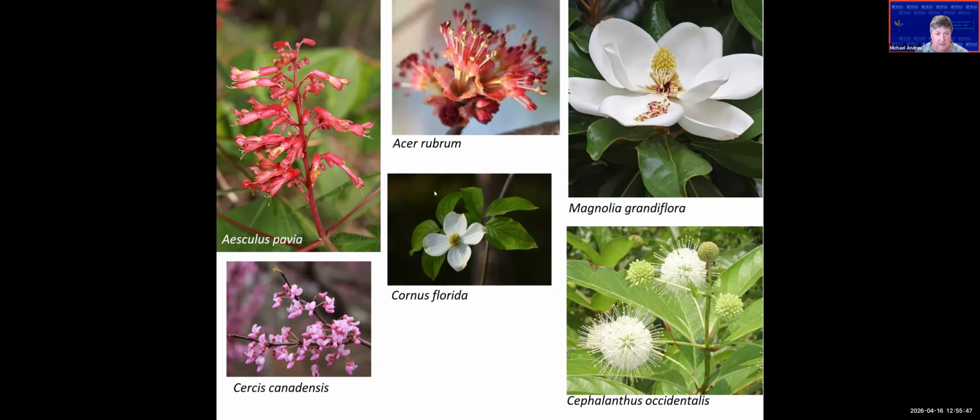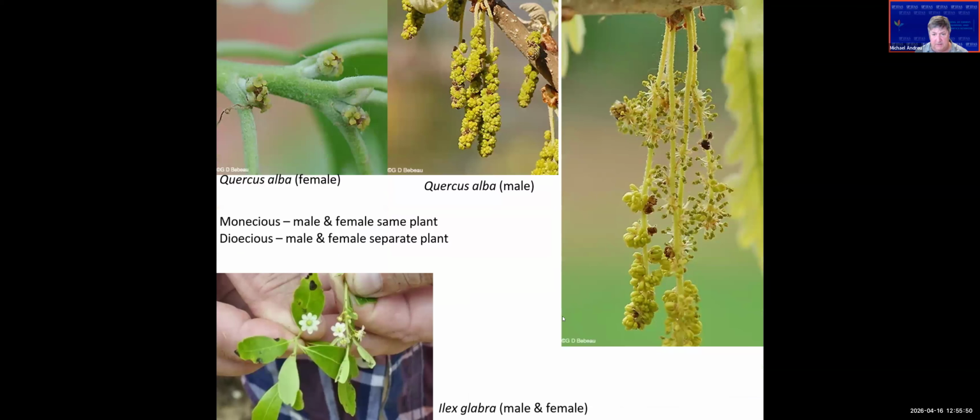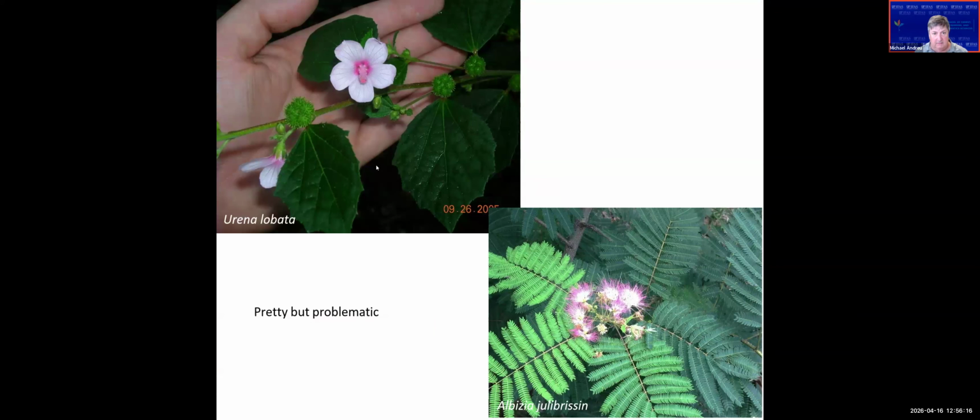Not all flowers are showy. So these are some examples of some showy species flowers. And here's some examples of flowers that are not. A lot of people don't even realize oaks actually flower, but we just don't think of these as flowers. So kind of good to think about. Also, some trees have male and female flowers on separate plants. Some have them on the same plant. So that can be something to keep in mind as you're learning to identify. And again, just because they're pretty, sometimes they can be problematic, as is the case in these two species.